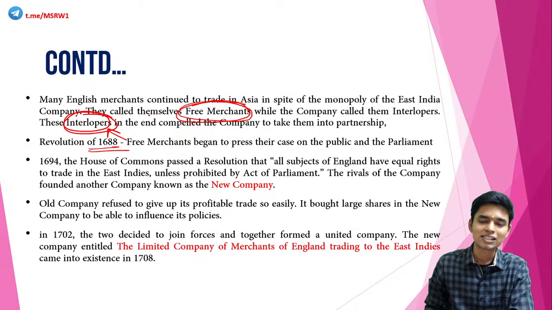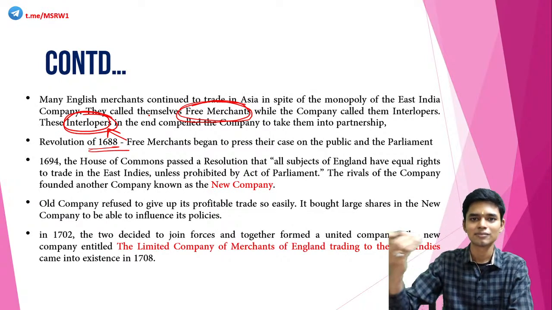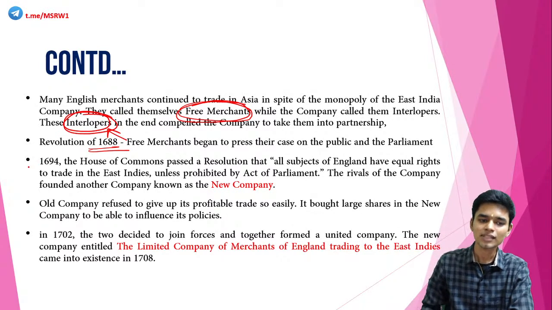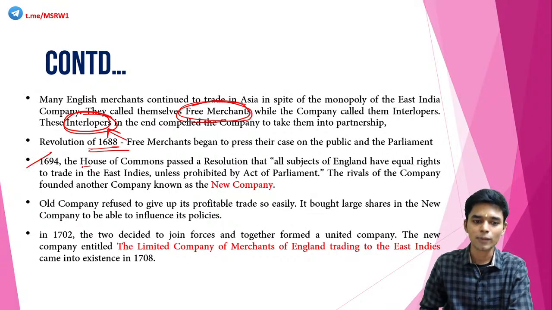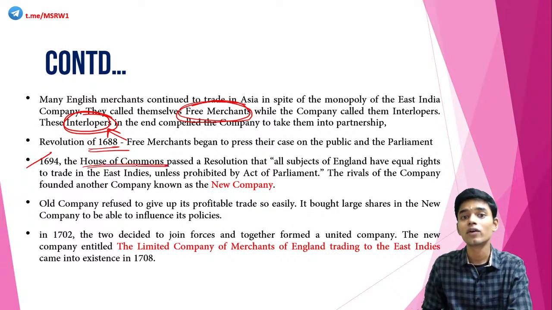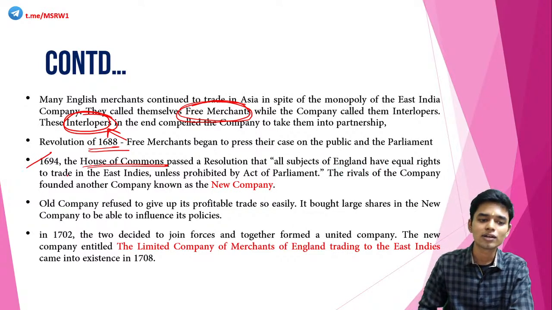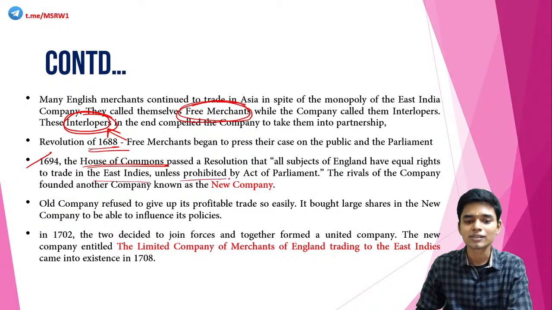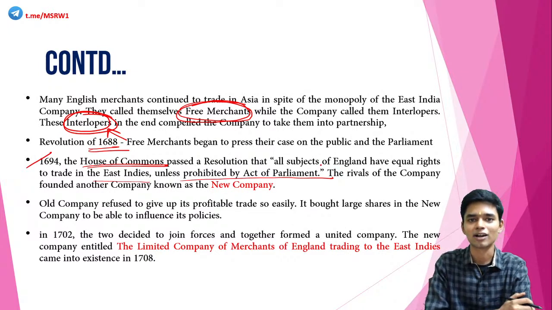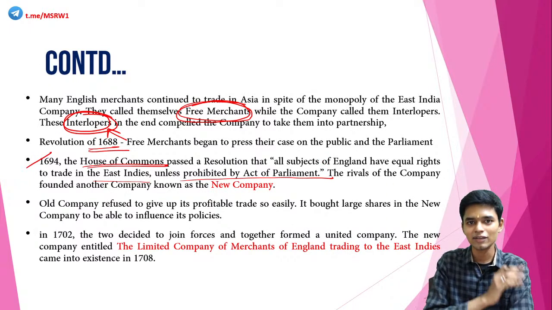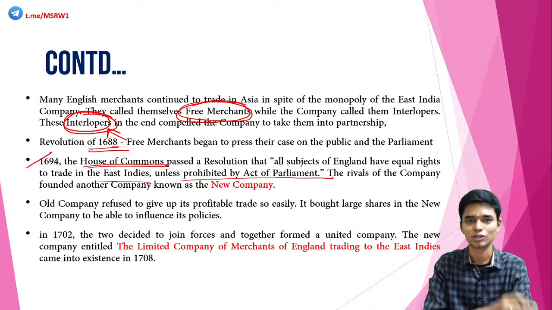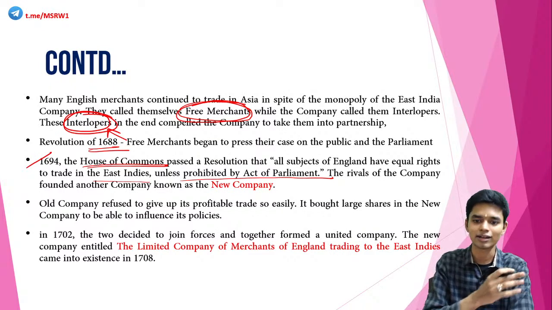But despite giving these bribes and despite influencing various people, in 1694, the House of Commons, which means the lower house of the British Parliament, just like our Lok Sabha, passed a resolution saying that all subjects of England have equal rights to trade in the East Indies unless prohibited by an Act of Parliament. So this took away the monopoly of the East India Company. Anyone can now trade towards the East and other Asian nations.